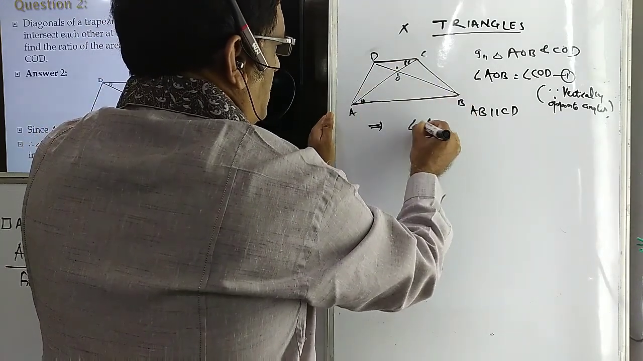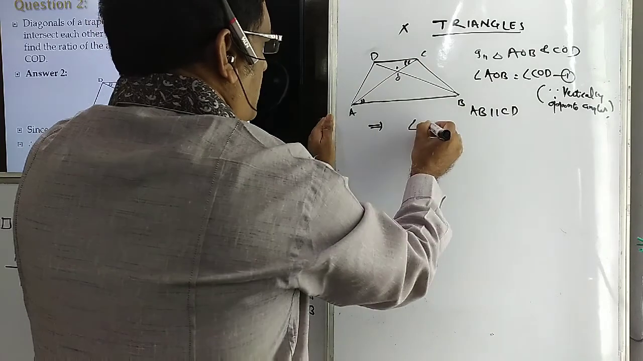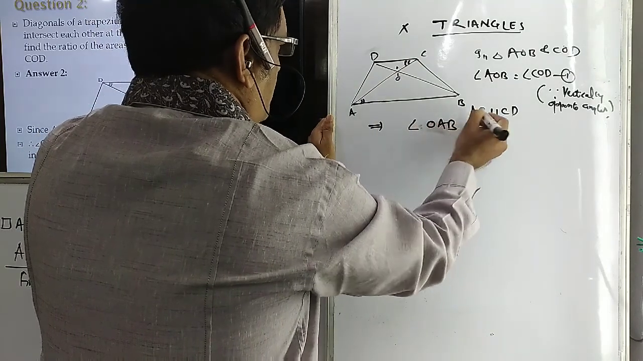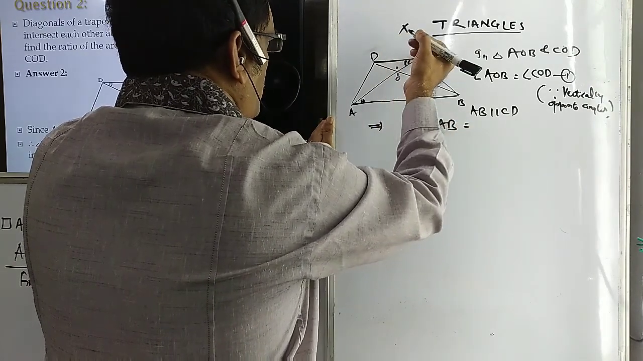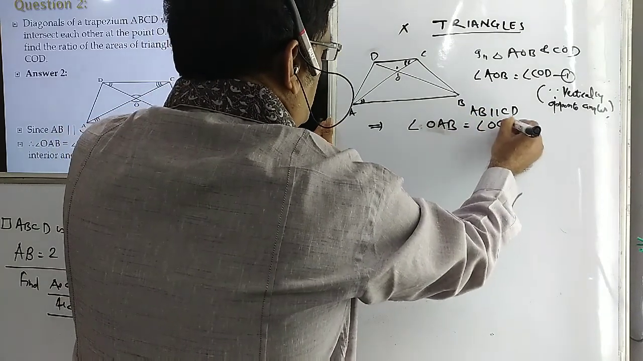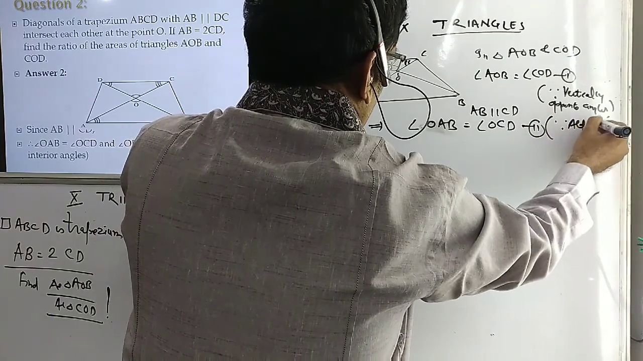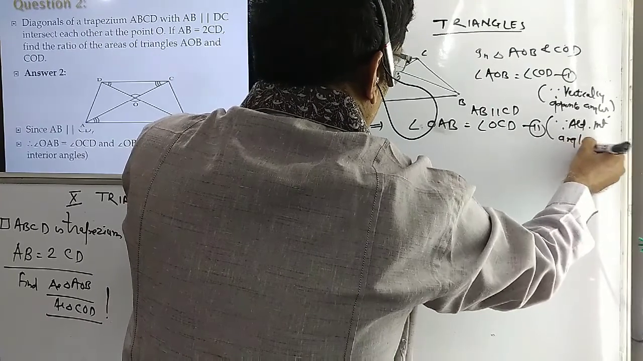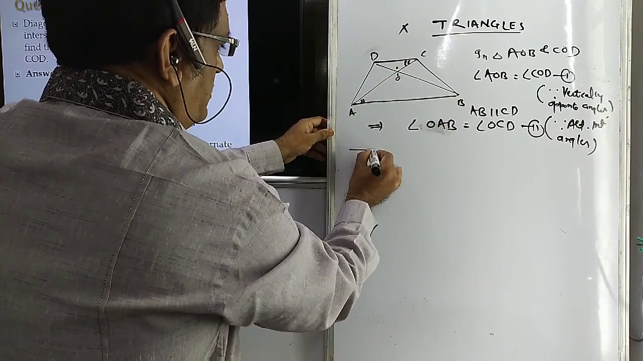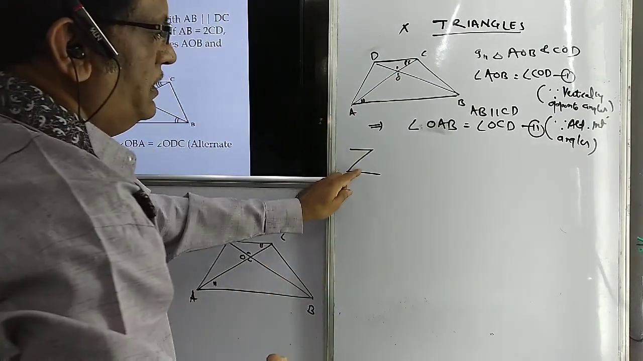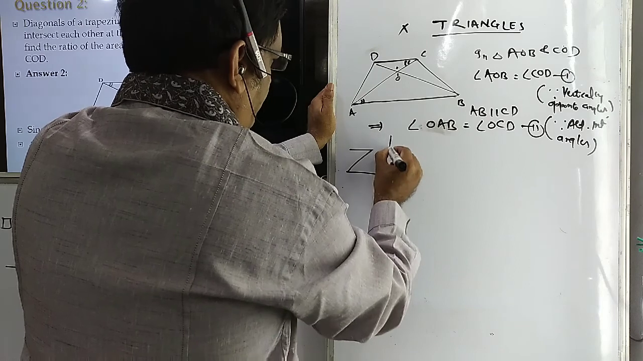It implies angle OAB, not AOB. Angle OAB of triangle AOB is equal to angle OCD of triangle OCD. This is number 2, and the reason is alternate interior angles. These are two alternate interior angles, because this is a condition like this. These are two parallel lines and these are the alternate interior angles.